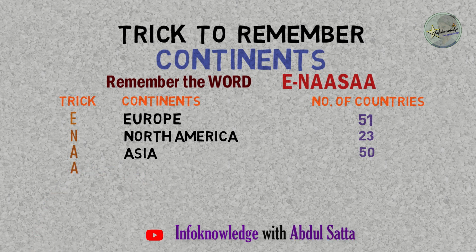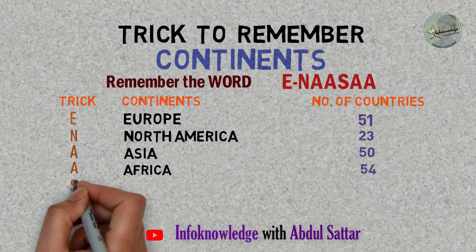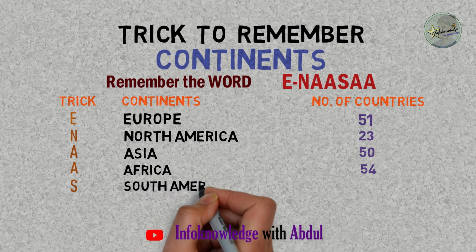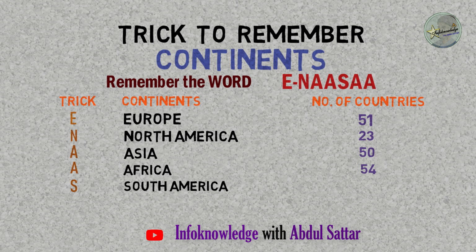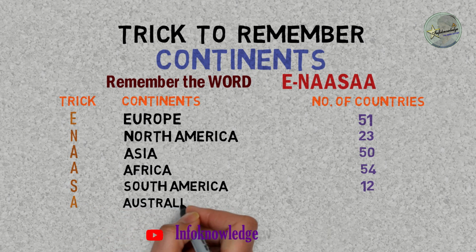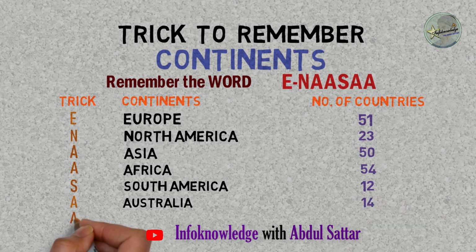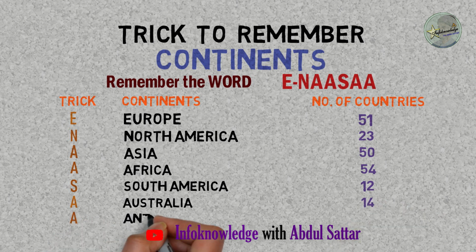And next A shows Africa, and there are 54 countries. And S shows South America, and there are about 12 countries. A shows Australia, and it has 14 countries. And last A shows Antarctica, and there are no countries.